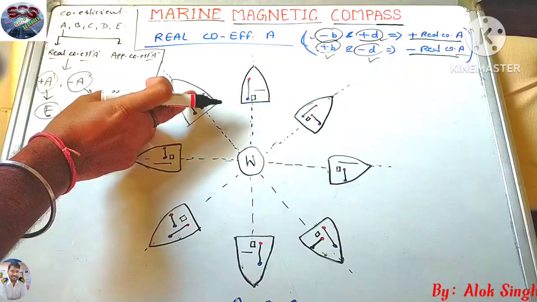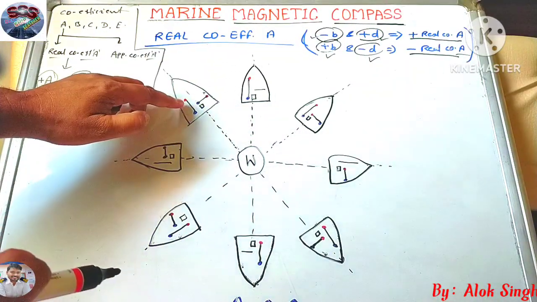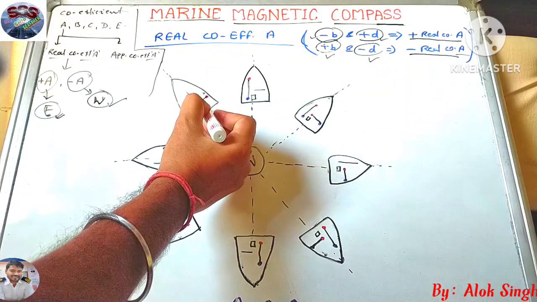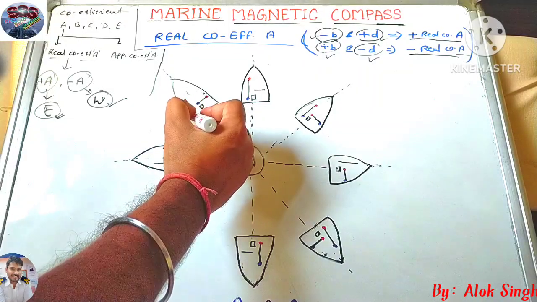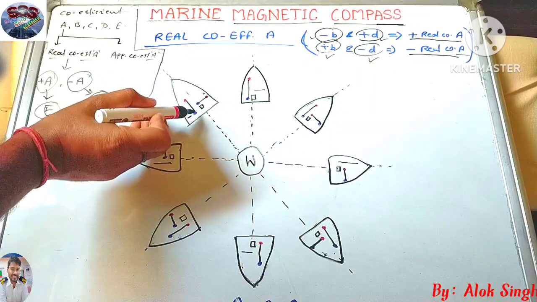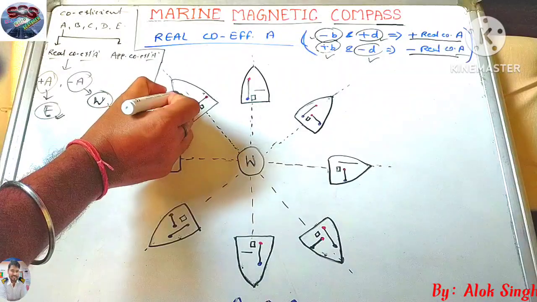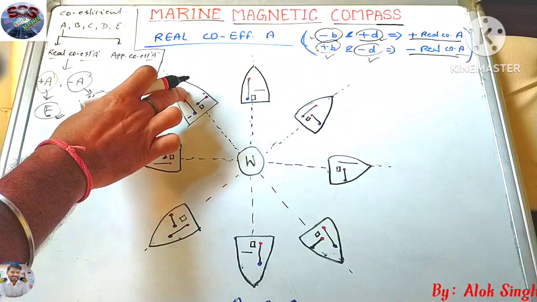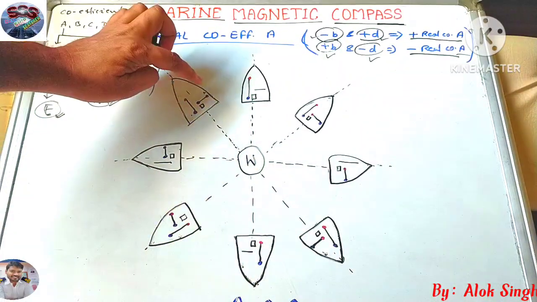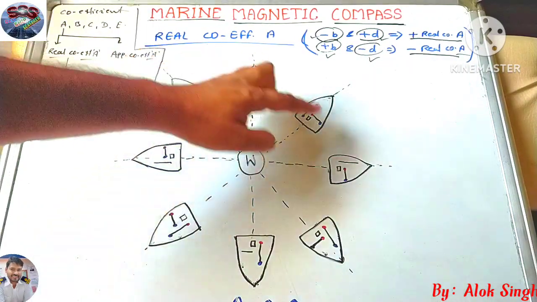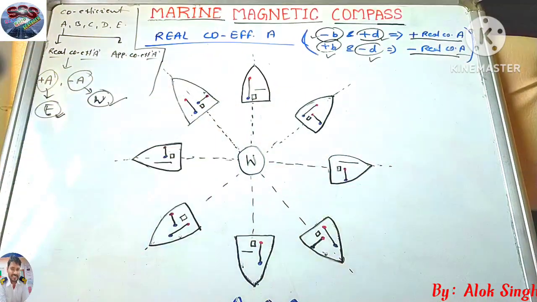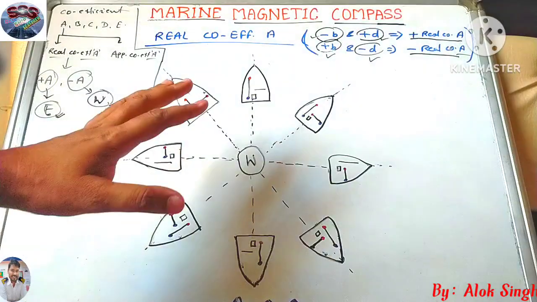And this is minus D, because this effective pole being on the port side is negative, and the farther pole is forward of the effective pole, so this is positive. Plus and minus, so this becomes minus D. So this is plus B and minus D. I have drawn these rods for all cardinal and intercardinal directions.